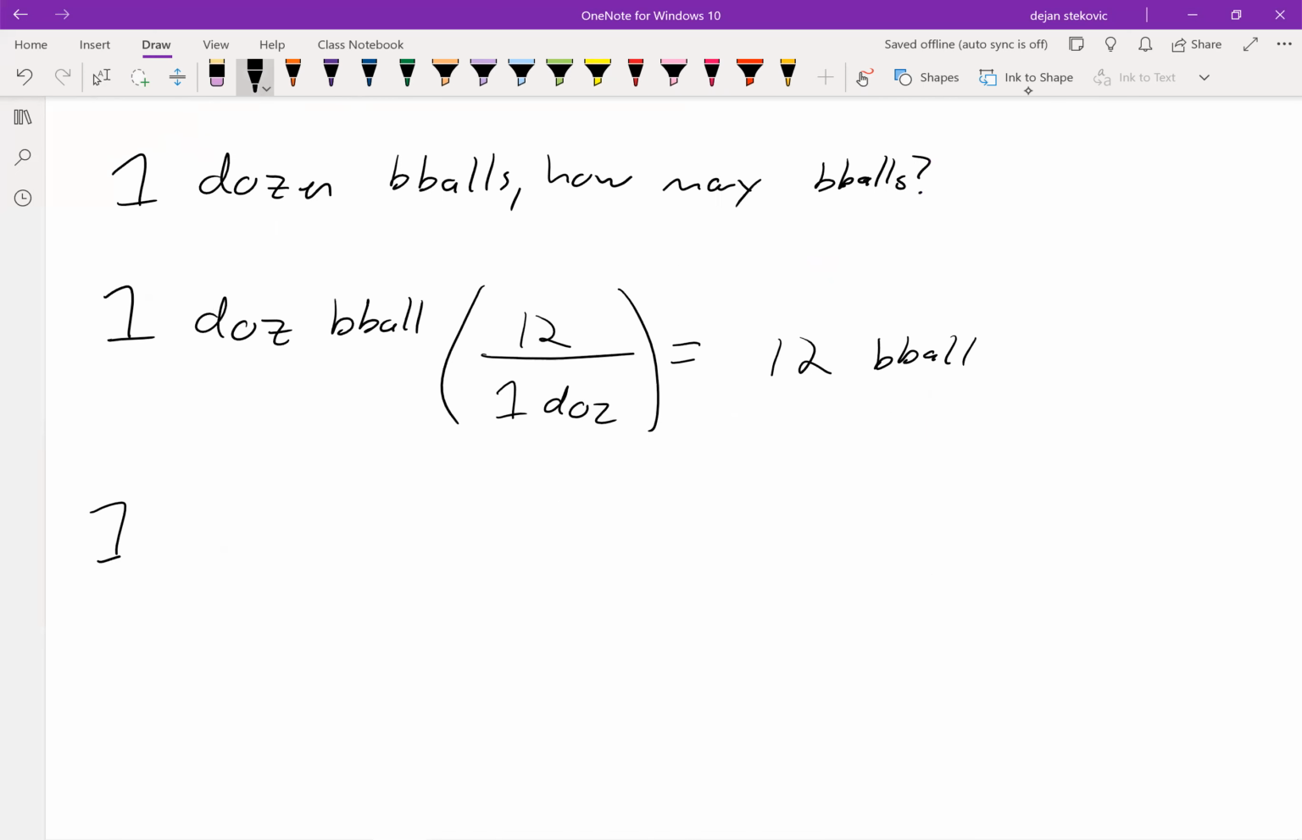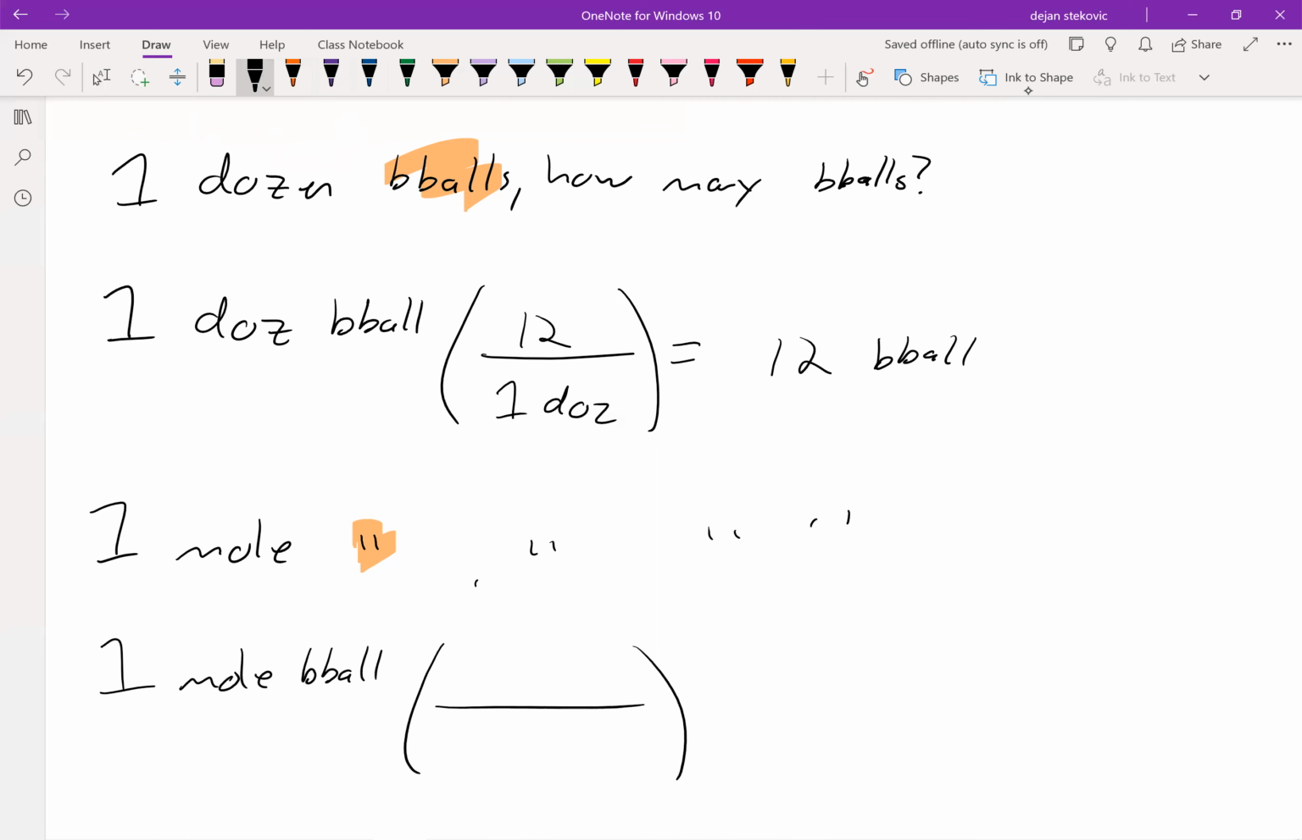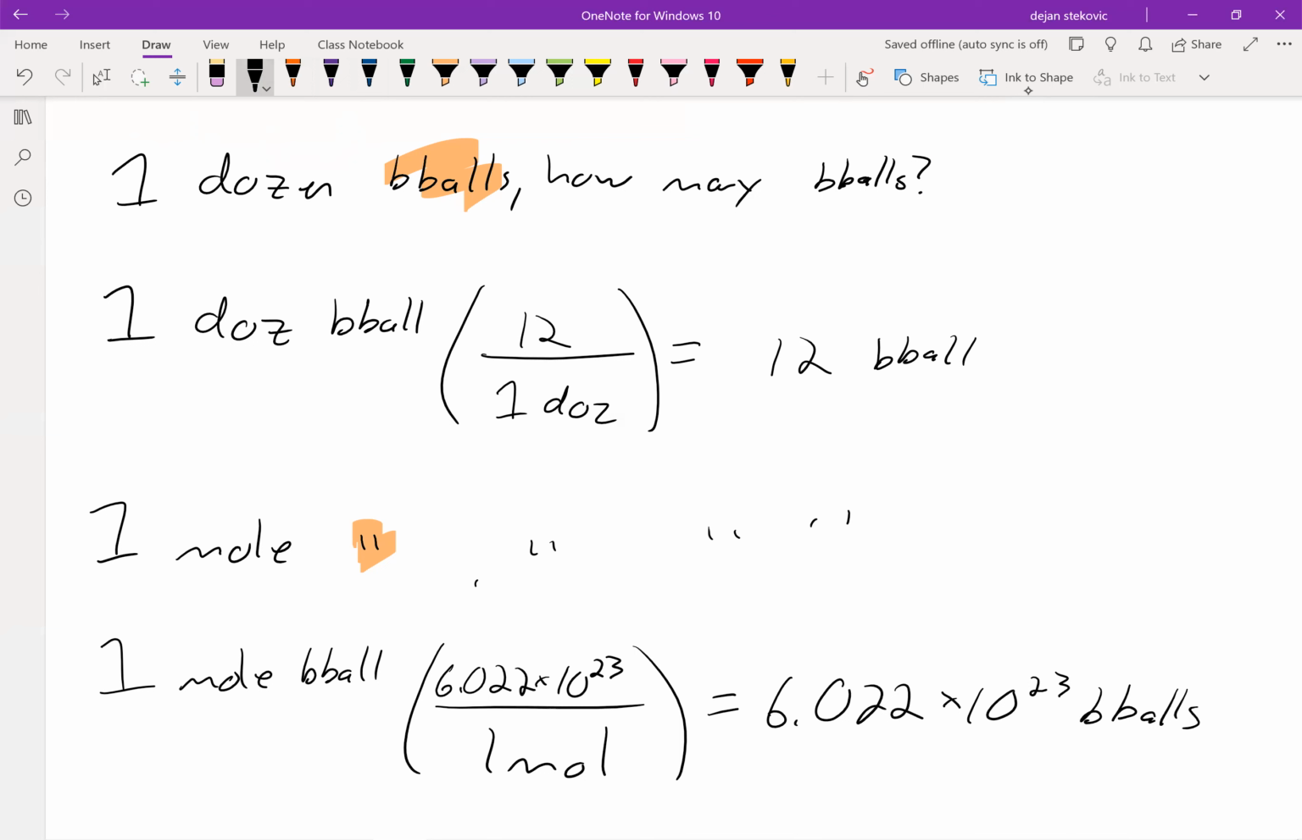Well, what if instead of 1 dozen, we had 1 mole, and then this dot mean here, that just means repeat what's above it, right? So we're just going to repeat this question. If we had 1 mole instead of 1 dozen, how many basketballs would we have? So we would just write 1 mole of basketballs and then use our conversion factor, right? Our conversion factor is going to be 1 mole down here and then 6.022 times 10 to the 23rd. And then obviously it's just 6.022 times 10 to the 23rd basketballs. But you see how the mole is no different than just saying a dozen.